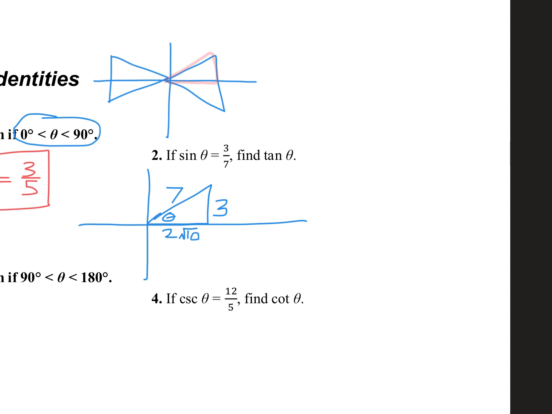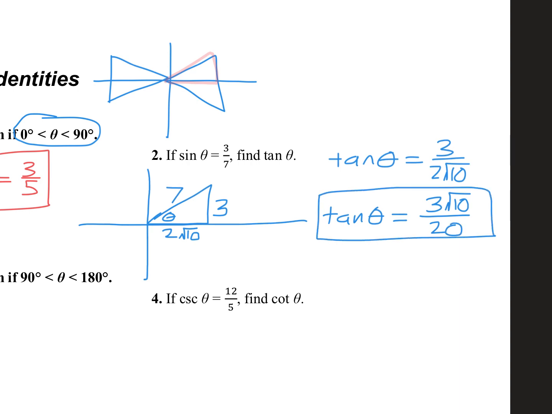So now we do opposite over adjacent. But you can't leave a radical on the bottom, so we get 3 radical 10 over 20.